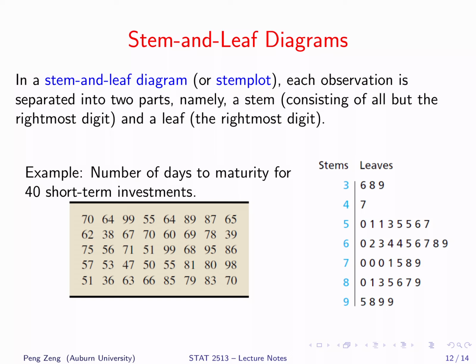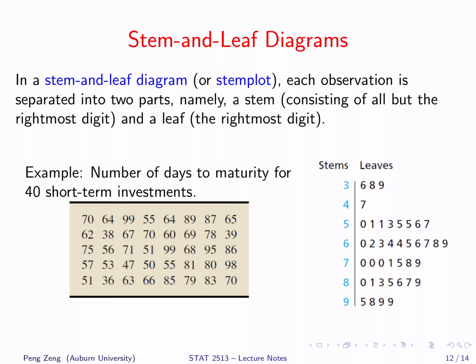Let's see how to read a stem and leaf diagram. A vertical line in the center separates stems from leaves. The stems contain the first digit and the leaves contain the last digit. For example, the first row is stem 3 and leaves 6, 8, 9. It indicates three numbers, 36, 38, and 39. Yes, each leaf corresponds to one value in the original data.